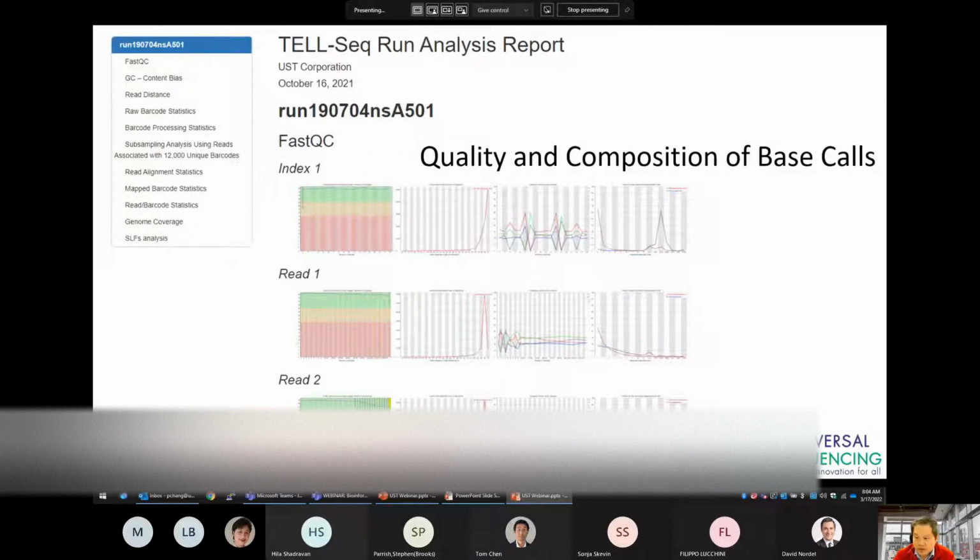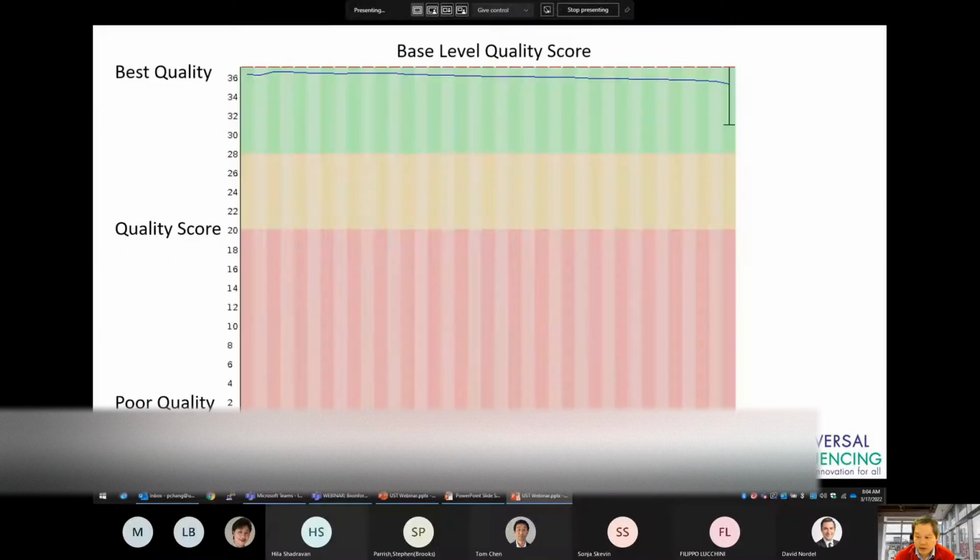The first part of the analysis really reports on the quality and composition of the nucleotide base calls for the 3 types of sequences, which we know are index 1, the molecular barcode, read 1, and read 2. The report describes the base quality across each position in the read from start to end.